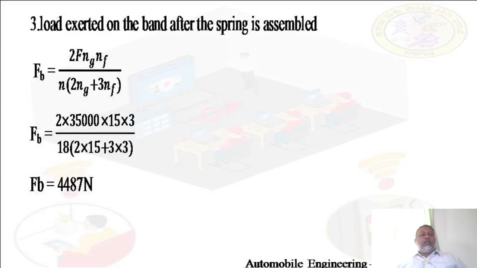So load exerted on the band after the spring is assembled, which is given by the equation FB is equal to 2F NG NF by N into (2NG plus 3NF). So 2 into 35,000 into 15 into 3 divided by 18 into (2 into 15 plus 3 into 3), the answer is 4487 Newton.